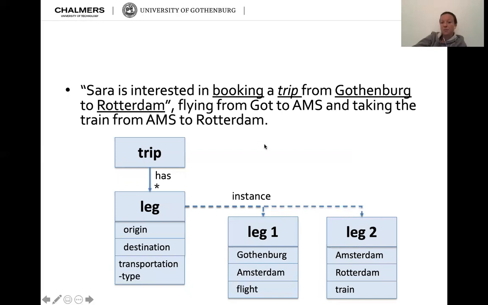Good. Sarah's interested in booking a trip from Gothenburg to Rotterdam, flying from Gothenburg to Amsterdam and then taking the train from Amsterdam to Rotterdam. So we have 2 legs, 2 instances of leg here. Leg 1, Gothenburg to Amsterdam by flight, and leg 2, Amsterdam to Rotterdam via train. And both of that can be expressed in the class on the left.